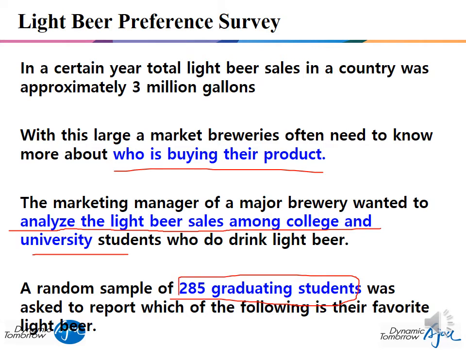So it's what? Sample, right? Sample. Population is what? Population is a lot, but we just sample 285 graduating students, who were asked to report which of the following is their favorite rye beer. They will get the sample from 285 graduate students, but based on this, they are going to infer the population information.